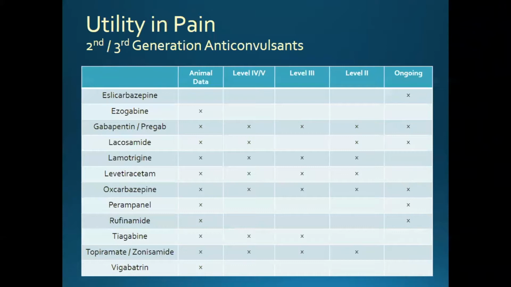Generally speaking, you shouldn't even start thinking about assessing the effectiveness of gabapentin for pain until you get at or above 900 a day. That's pretty much the minimum effective dose. Does anyone know the conversion between gabapentin and pregabalin? 1/6. So if I'm on 1,200 milligrams of gabapentin a day, divide that by 6, that's your pregabalin dose.